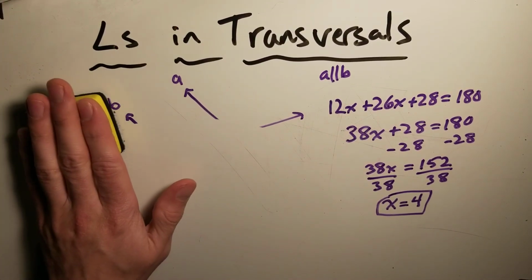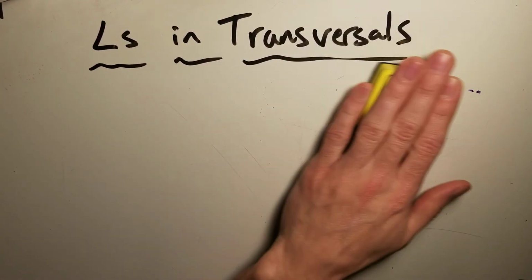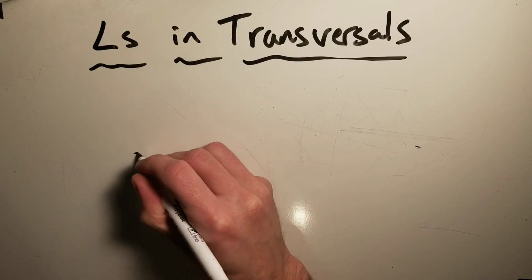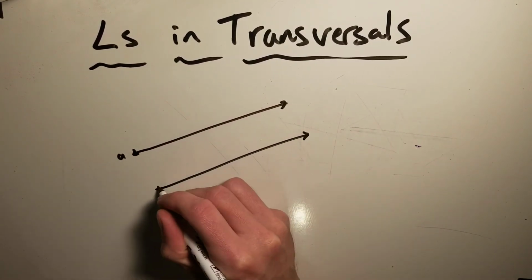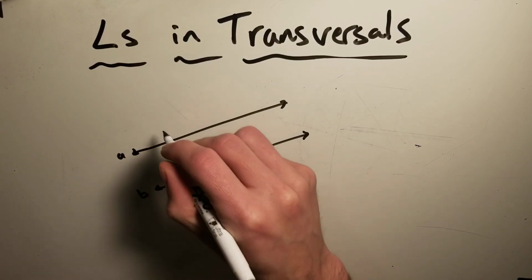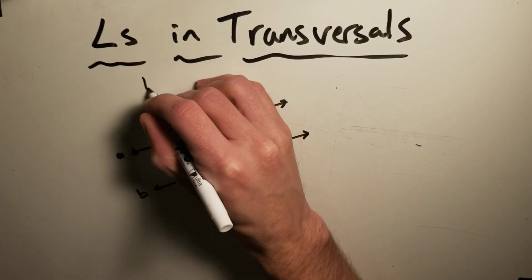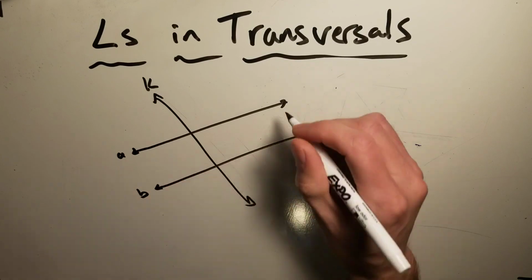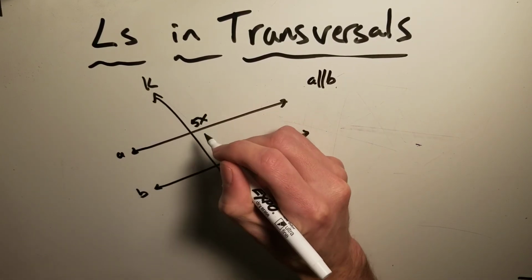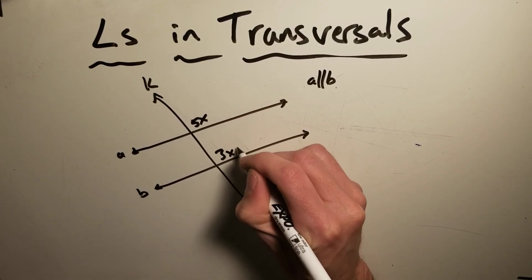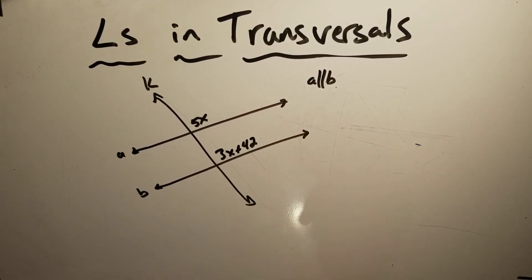And we have K and A again. So here is A, and we also have B again. A, B, and transversal K. So we know A is parallel to B. We know this is 5x. And we know this is 3x plus 42.